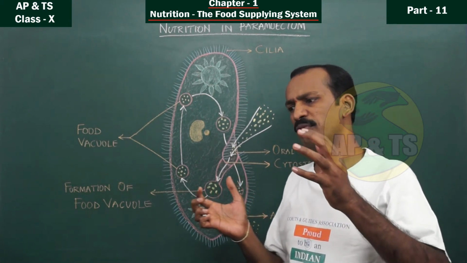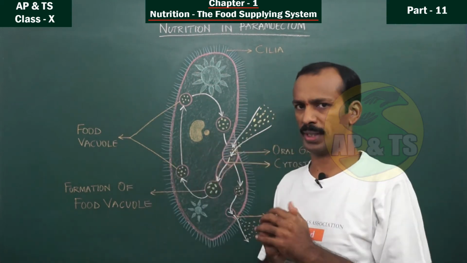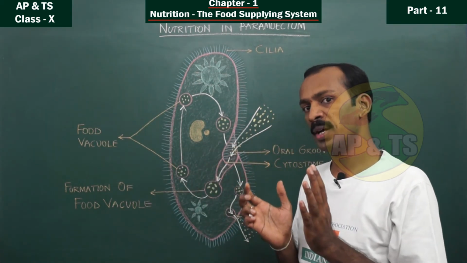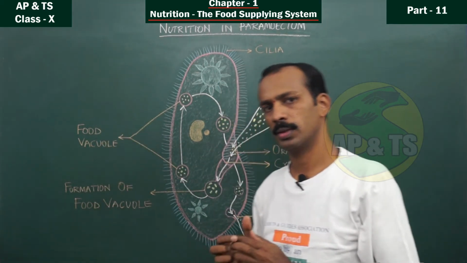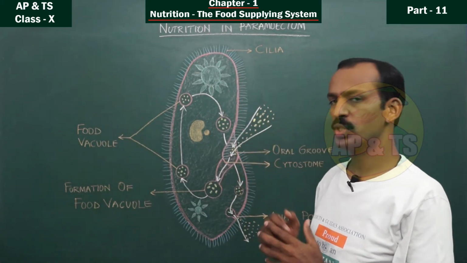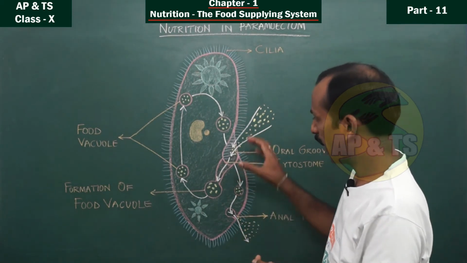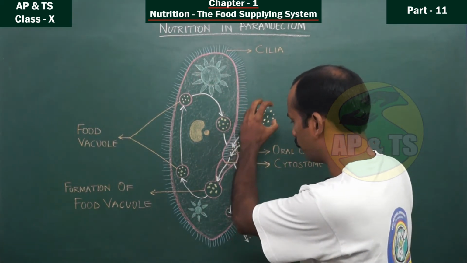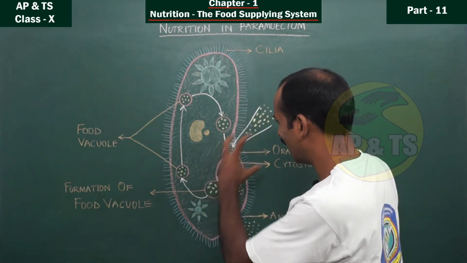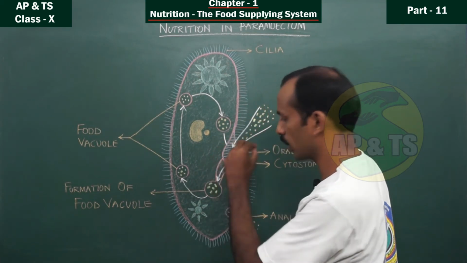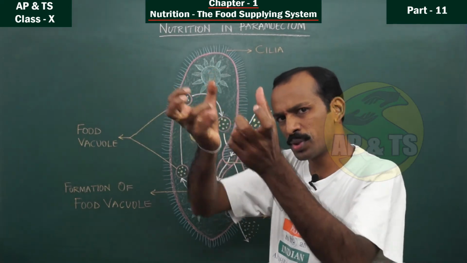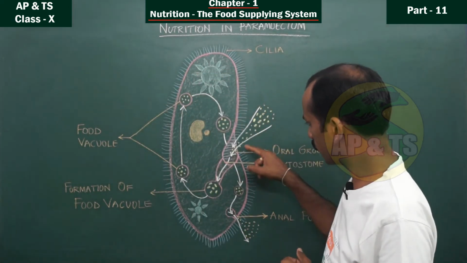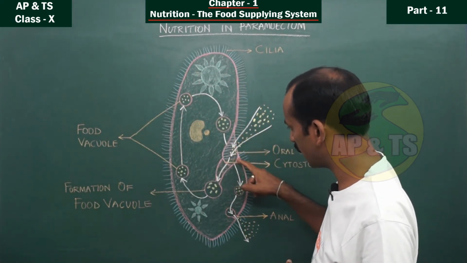Amoeba captures the food with the help of pseudopodia. Food is at one place, amoeba is going towards the food with pseudopodia. Whereas in Paramecium it is not like that. The Paramecium is absorbing the food, diverting the food towards the oral groove. How can it move the food inside? It is because of the movement of cilia.